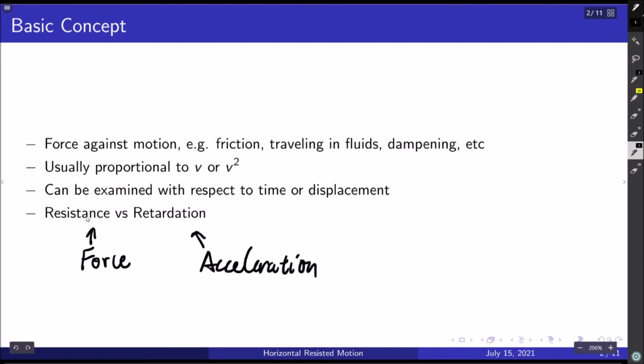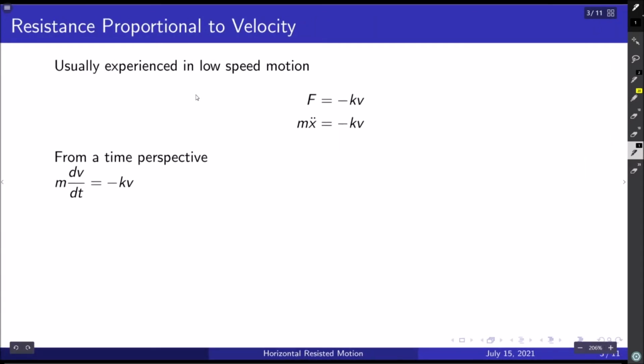Okay, let's move on. Firstly, resistance that is proportional to velocity. It's usually experienced at low speed. At low speed, there's a linear relationship between how fast you go and how much force is pushing against you. So here, F equals negative kv, where k is the constant term. As v gets bigger, F will get bigger in the opposite direction, and that's a pretty straightforward relationship.